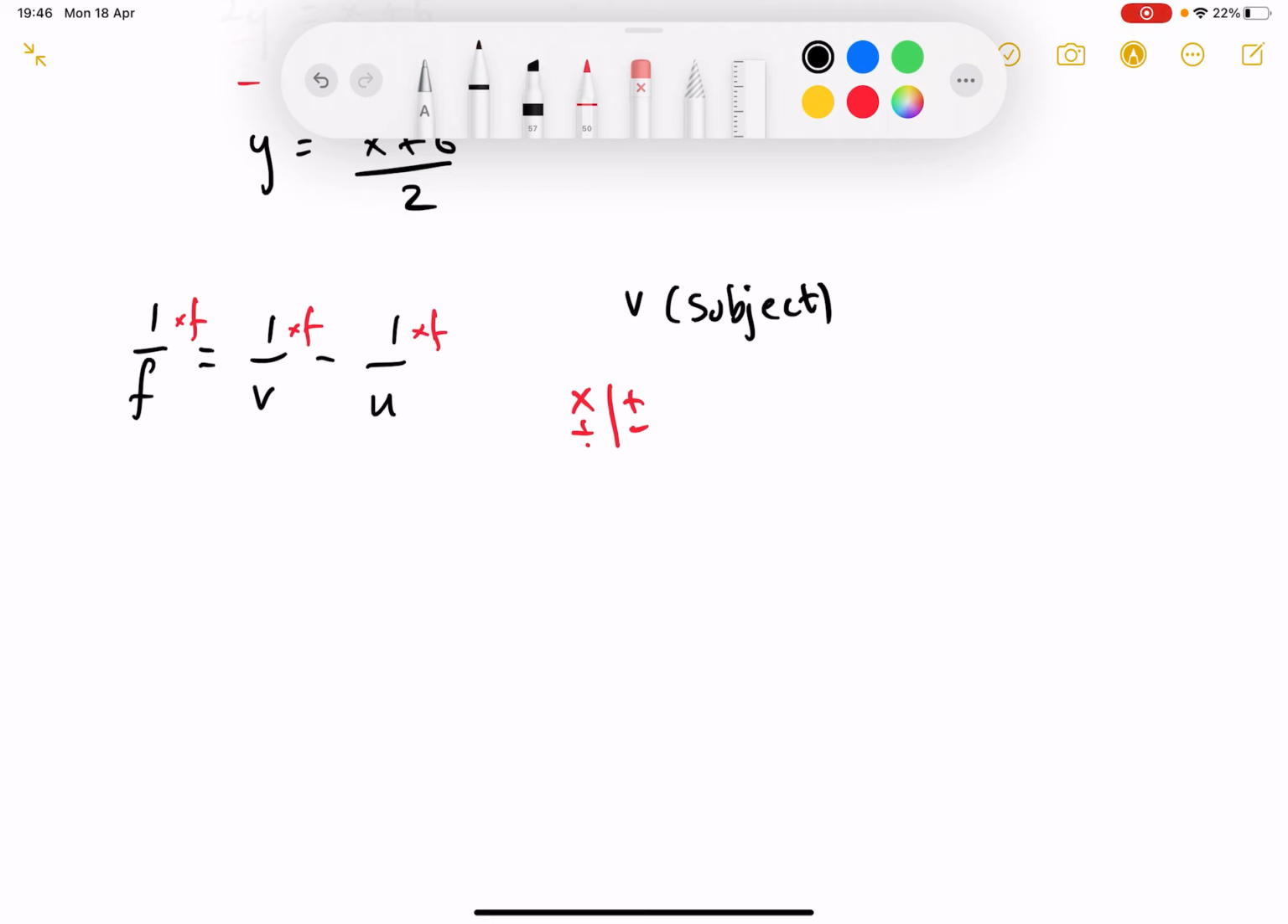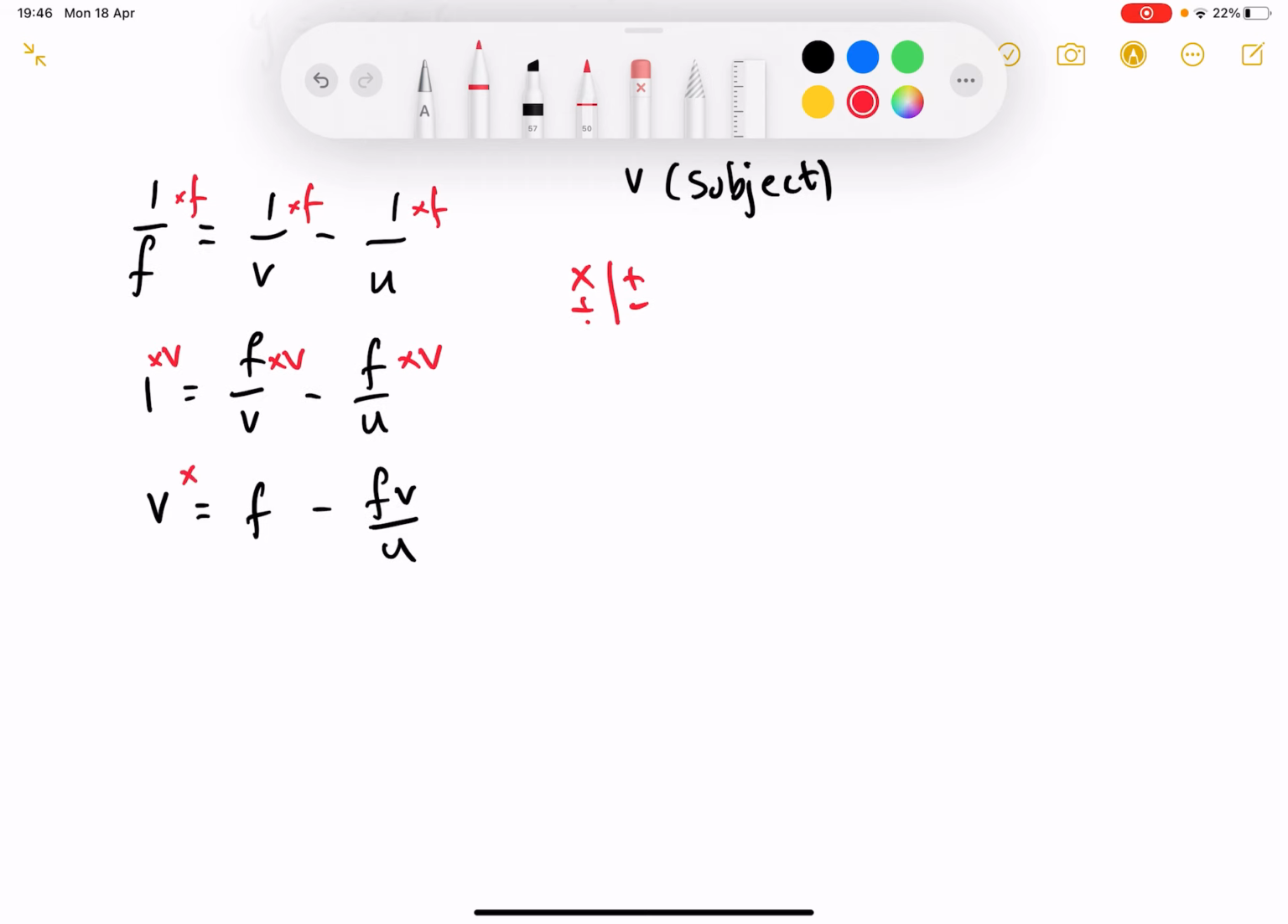What does that mean? The f's cancel, so we get 1. We get f over v minus f over u, and then repeat the process with v. That means we multiply by v, multiply by v, multiply by v. That gives us v is equal to, the v's cancel, f minus fv over u. Repeat it one more time with the u, which means we multiply by u, multiply by u, multiply by u. What does that leave us with? It leaves us with vu is equal to fu subtract fv. Okay, now it looks much easier.